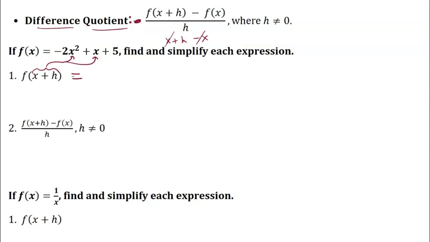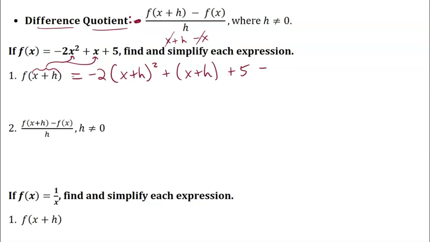So this is equal to negative 2 times the quantity x plus h squared plus the quantity x plus h. I don't really need this set of parentheses, but it helps me remember to do the whole thing, and then plus 5, okay? Now we need to simplify. It's still going to be in terms of x and h, but we don't want to have this binomial squared and this one here.